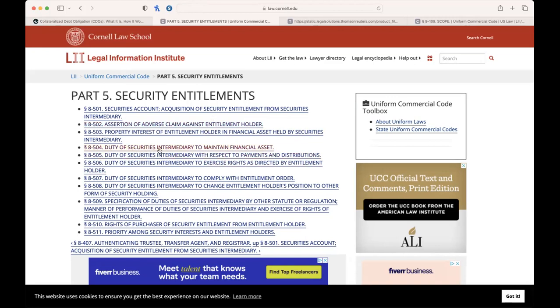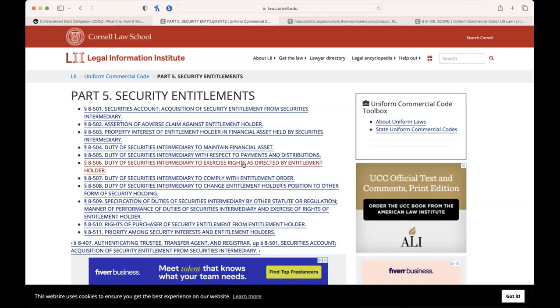Duties of securities intermediary to maintain financial asset. These were the same things I read on that page, that blue thing that looked like a PowerPoint slide. All of this was there without the numbers. So let me see where it tells you they have to listen to you. Purchases. All right, so it's right here. I read duties of securities intermediary to maintain financial asset, but with respect to payments, duties of securities intermediary to exercise rights, and we spoke about rights, and I think it said property something.